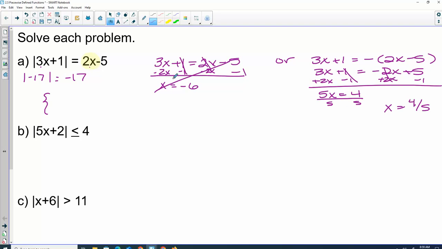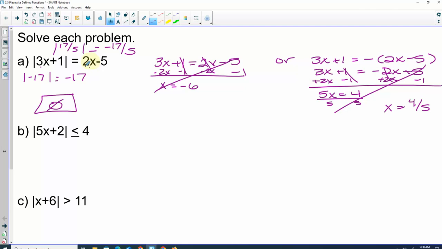If we check 4/5, okay, if I put that in, I get the absolute value of 12/5 plus 1, so the absolute value of 17/5 equals 8/5 minus 5, so negative 17/5. Does that work? So I got two answers, but did either one work here? No. So what's my actual answer? No solution. Again, the only time that's going to happen is when you have a variable on the outside.